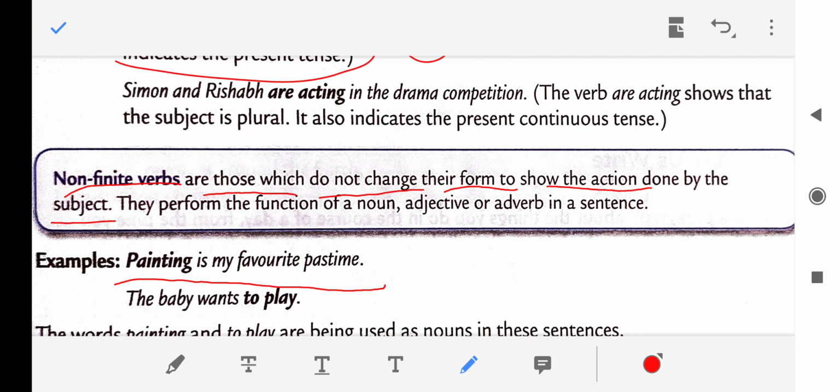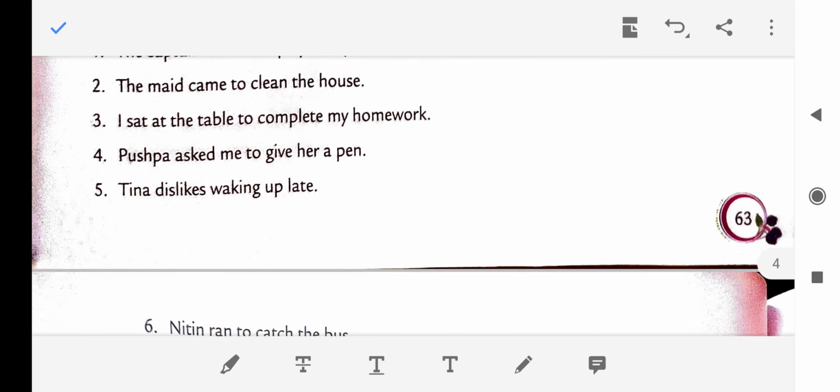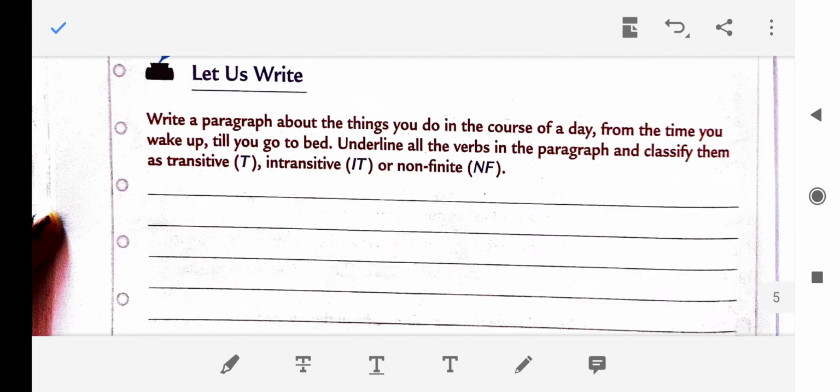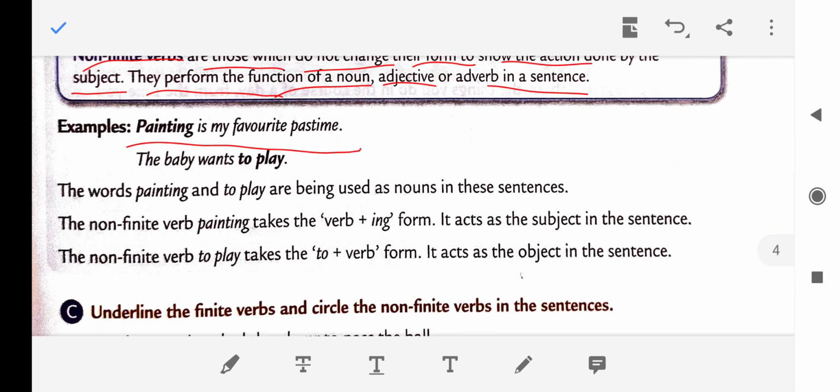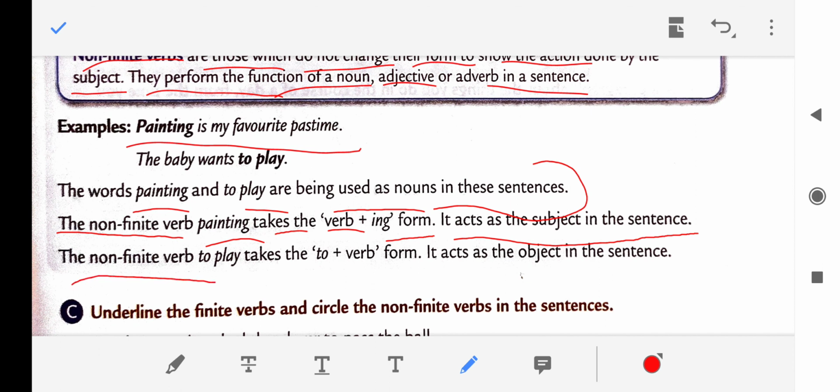Non-finite verbs perform the function of a noun, adjective, adverb in a sentence. Okay. With that, we complete our chapter of verbs. The words painting, play are being used as noun in this sentence. Non-finite verb painting takes the verb plus ing form. It takes the subject in the sentence. Non-finite verb play takes to plus verb form. It acts as an object in the sentence.